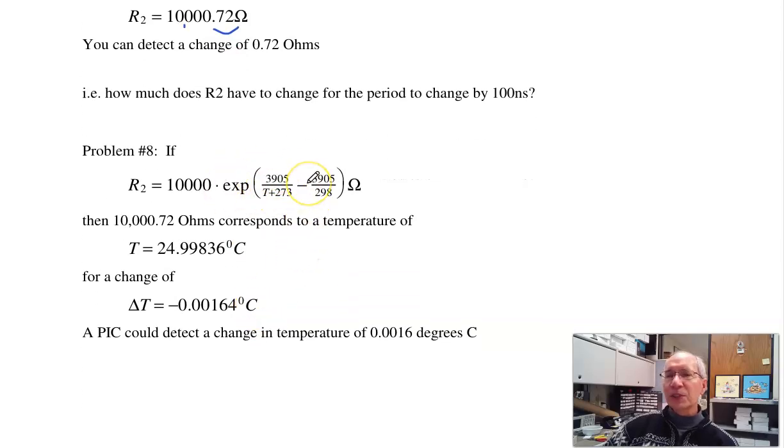If R2 is a thermistor, temperature changes resistance. If the resistance changes by 0.2 ohms, the temperature changes by 0.0016 degrees Celsius. So the PIC can also measure temperature to 0.0016 degrees Celsius.